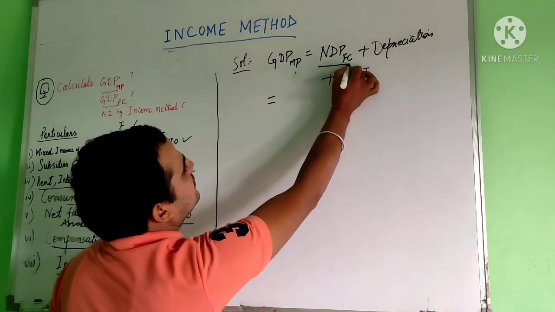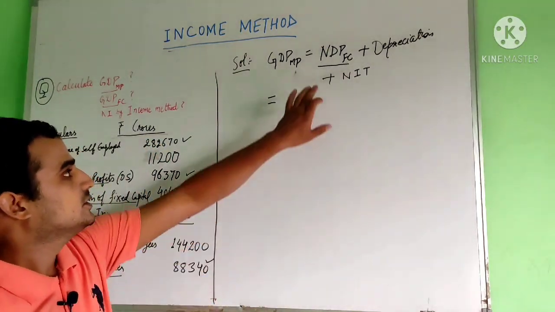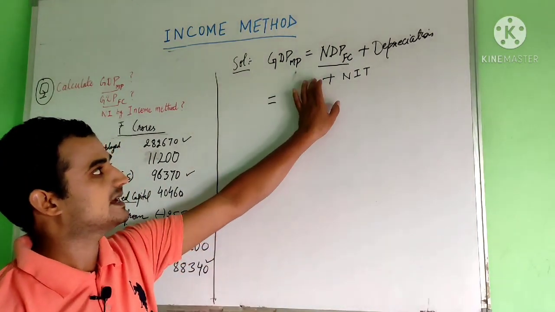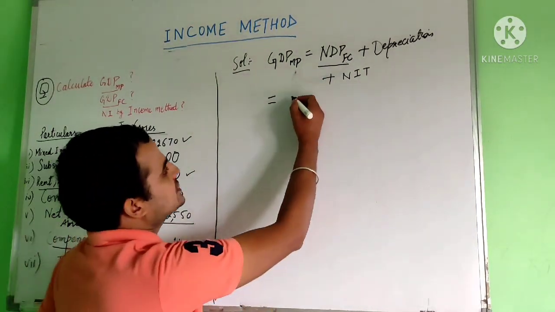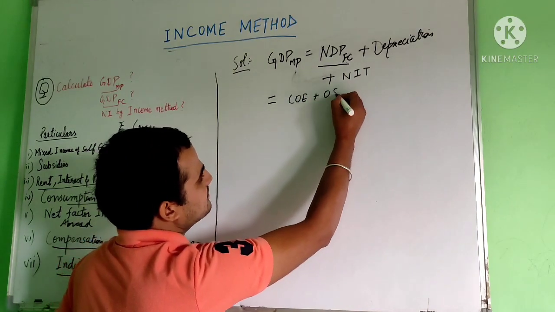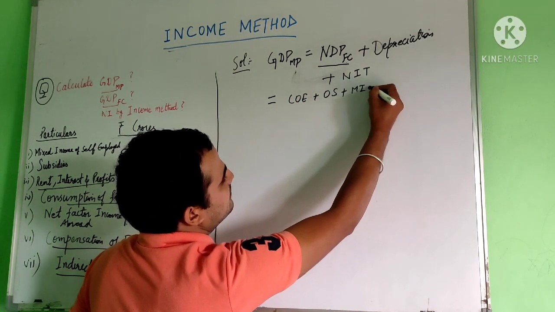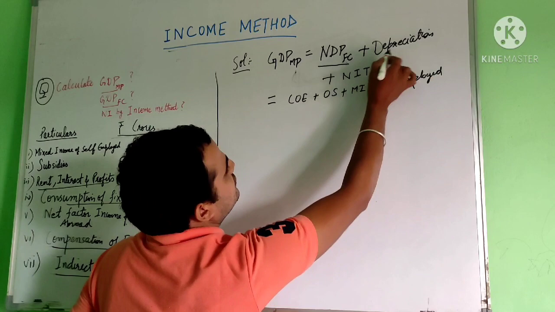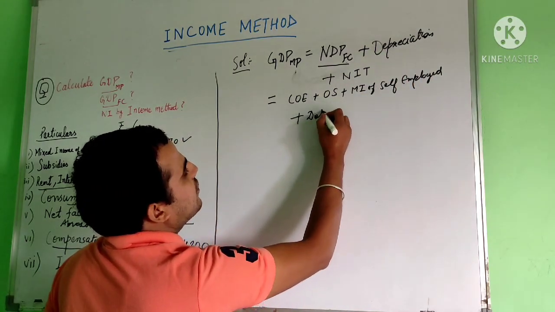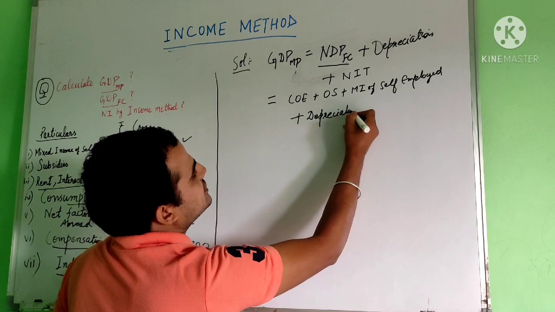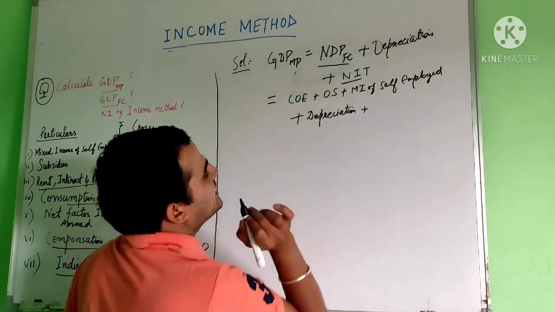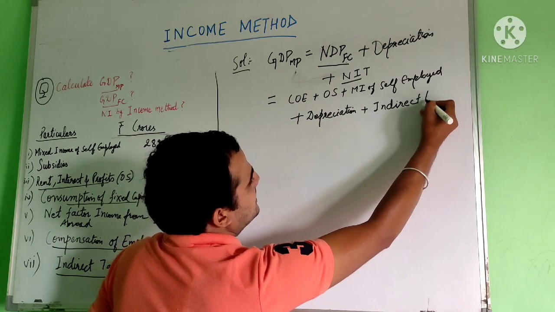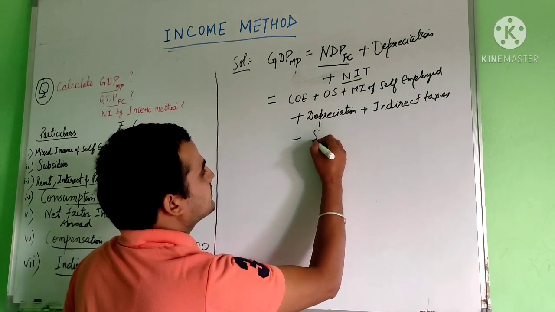Now see how things are going on here. For calculating domestic income, I have already told you the first step, which is simply compensation of employees plus operating surplus plus mixed income of self-employed, plus we have already added depreciation, plus net indirect taxes. What is net indirect taxes? It is simply indirect taxes minus subsidies.